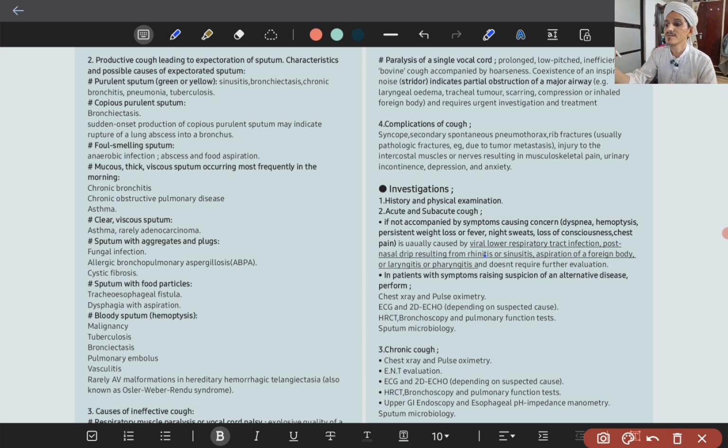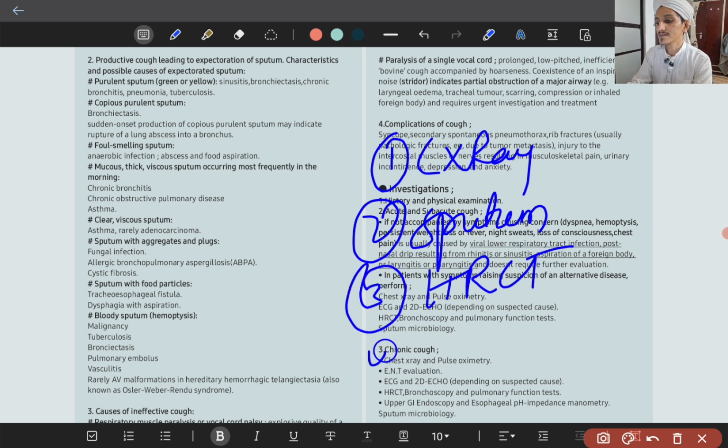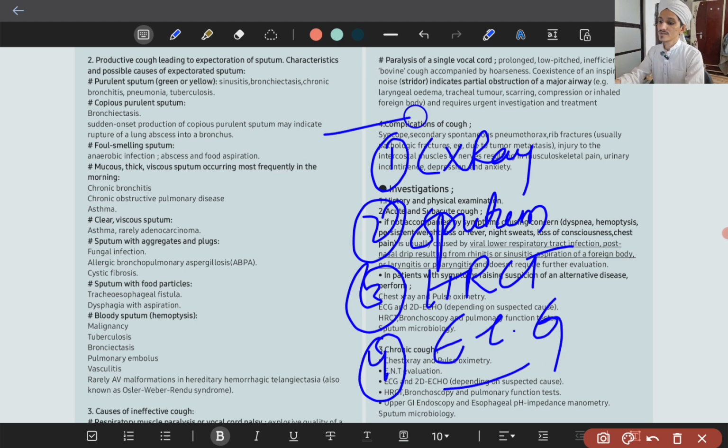So the final takeaway is, the basic tests which a GP performs are: one is chest X-ray, second is sputum analysis, third is HRCT, fourth is ECG. Above this, you have to refer the patient to the concerned doctor. Remember this in this order. Okay.